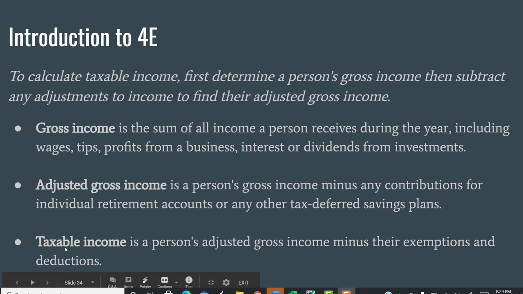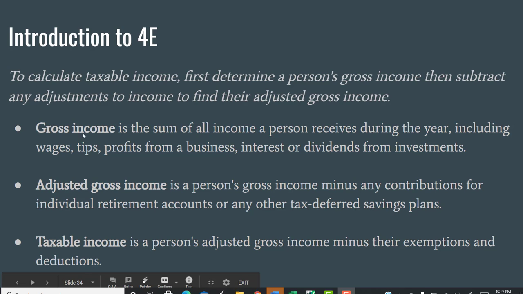And then third here, we have taxable income. This is the adjusted gross income minus exemptions and deductions. That's what you'd pay taxes on. So three equations, and these are written in sentence form. So gross income is everything, you just add up everything that they're bringing in. Adjusted gross income, you take the gross income and subtract retirement contributions. And for taxable income, you take the one before it, adjusted gross income, and subtract exemptions and deductions.